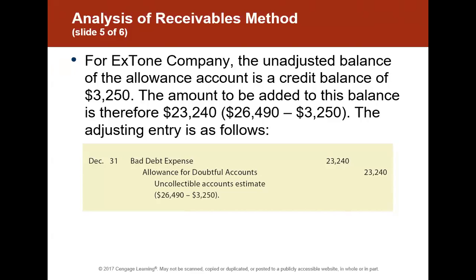So the reason you don't have to do this with the percent of sales method is, if you remember, sales is a temporary account. Sales gets zeroed out at the end of every year. So when we base it on credit sales, that's credit sales for this year only. So we don't really have to worry about what's in this account, because we're only calculating a percentage of sales for the current year. So when you do the percentage of sales method, it's easy. You don't have to worry about what's in this account.